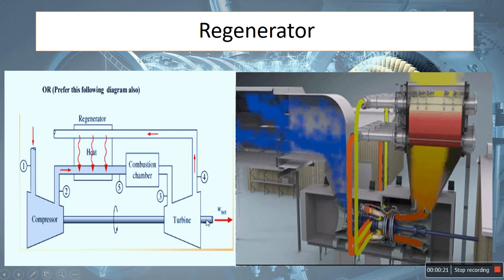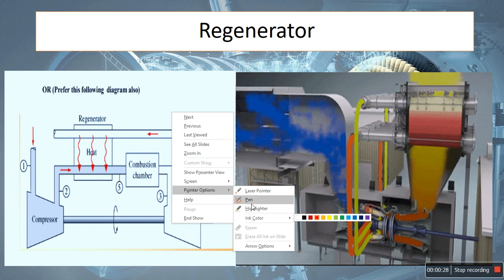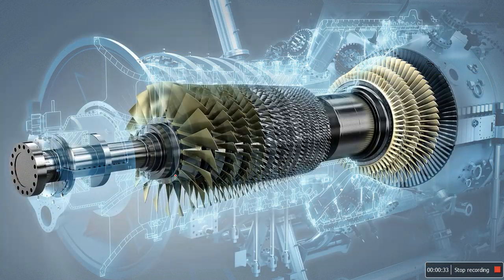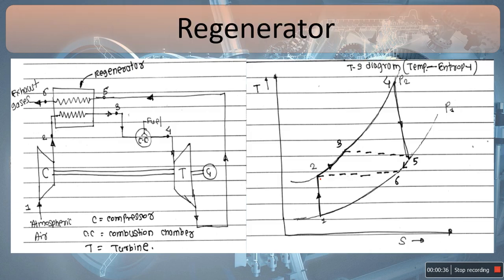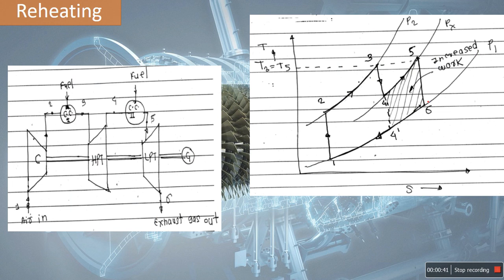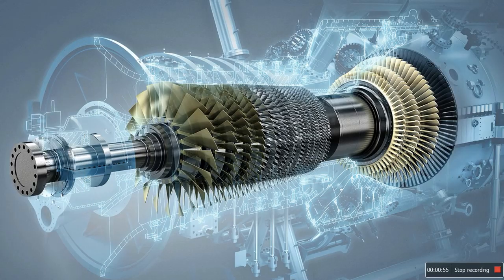There is a regenerator, which is provided as a preheater. It preheats the air, and the purpose of the regenerator is to reduce the consumption of fuel. In the case of reheating, we see how to increase the work done if the expansion is carried out in two stages. For more, go to the previous videos of my channel. Today we focus on the last method, the intercooling method.